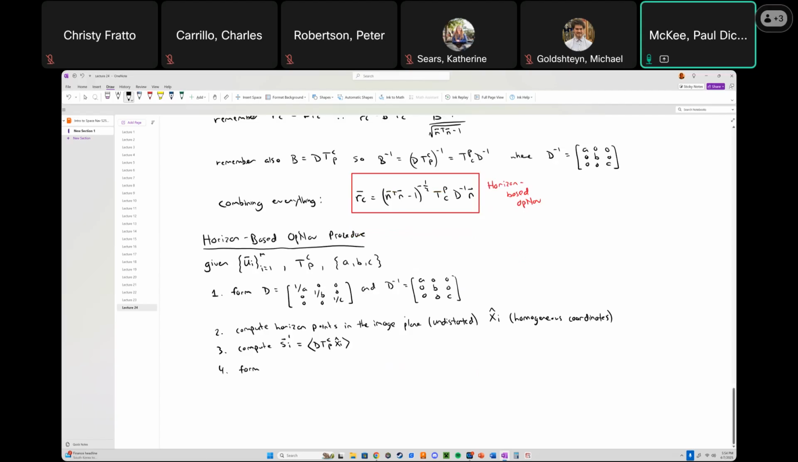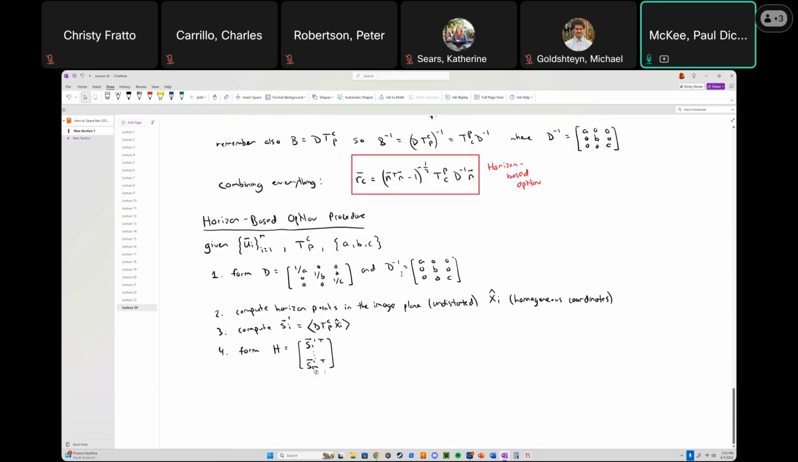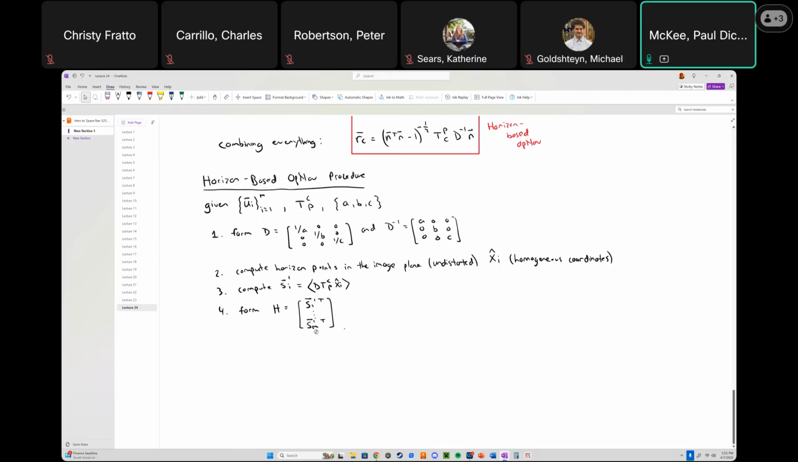the matrix. I'm going to call it H, for lack of a better term. And this is going to be S1 prime transpose all the way to SM prime transpose. There's going to be a 3M by, or sorry, what do we say it was? It was an M by 3 matrix, where M is the number of our measurements.